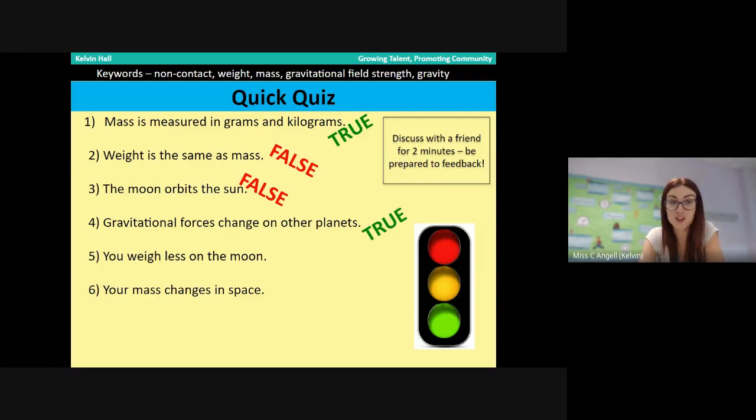Your mass changes in space. False. And you weigh less on the moon. True. Tried to trick you up there. So well done. We should hopefully have got at least 4 of those correct.